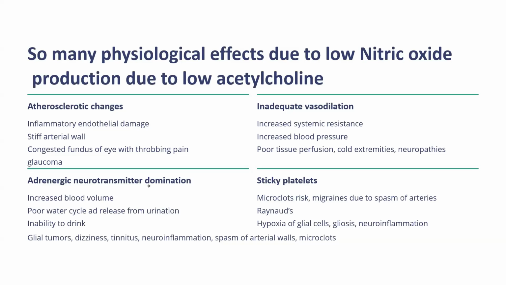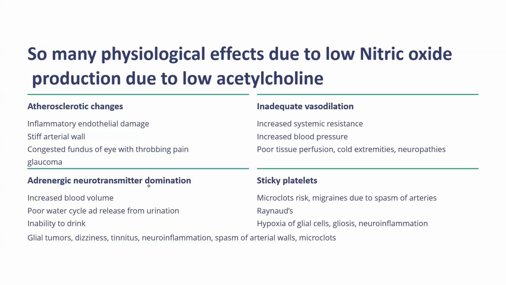Increased systemic resistance is caused due to inadequate vasodilation, and nitric oxide is used as a vasodilator, and it is an antioxidant which prevents inflammatory actions at the endothelial level. Increased blood pressure is commonly seen with inadequate vasodilation. Poor tissue perfusion, so you'll find cold extremities and also neuropathies.